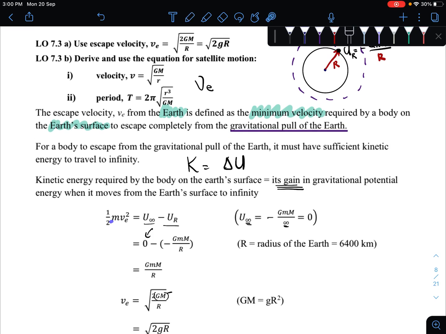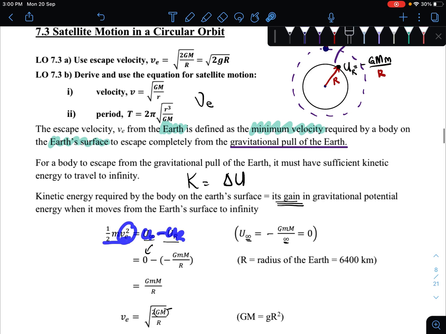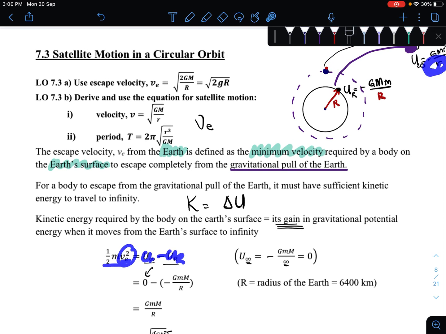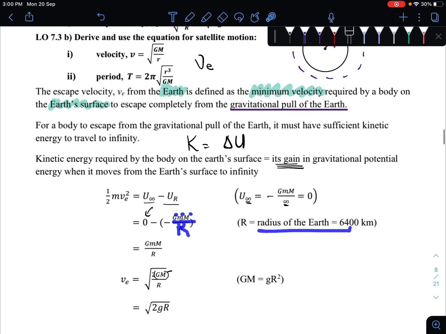Okay, so now if we insert the equation here, K is half m, where V we substitute as escape velocity, equals U infinity minus U R. For U infinity, since the distance is infinity, anything divided by infinity gives 0. So U infinity is 0 here. And then minus, we insert the equation of the potential energy, GMm over R, where R is the radius of the Earth because it is exactly on the surface of the Earth. So you will end up with the gain in the potential energy being GMm over the radius of the Earth.